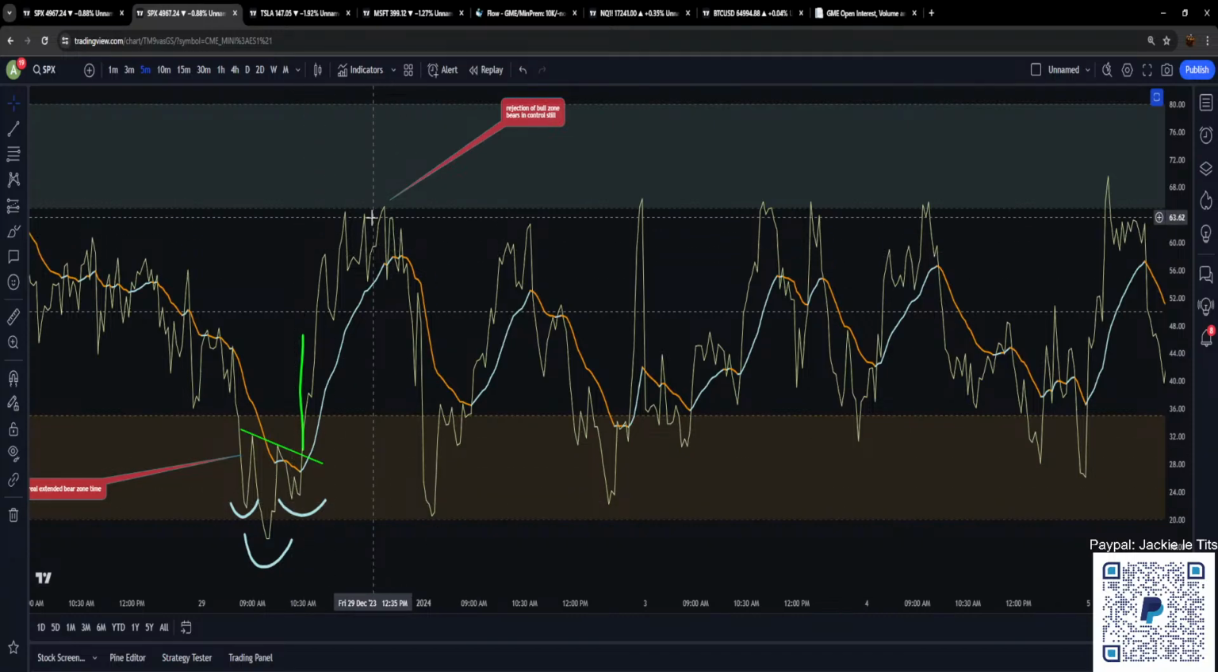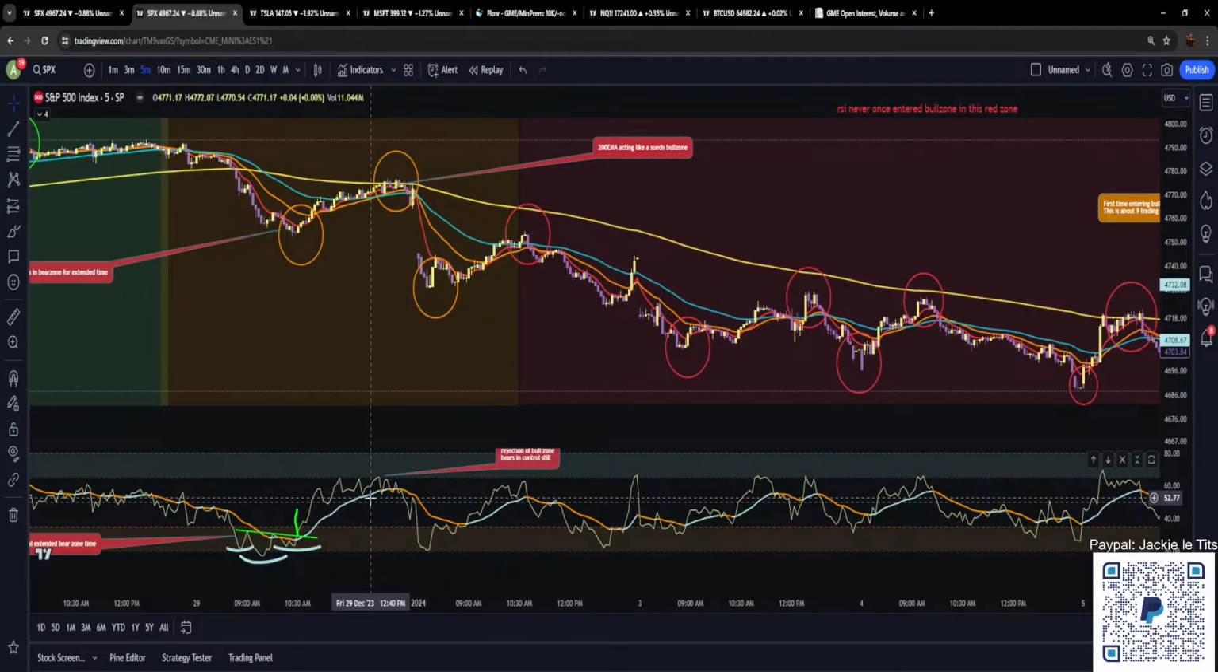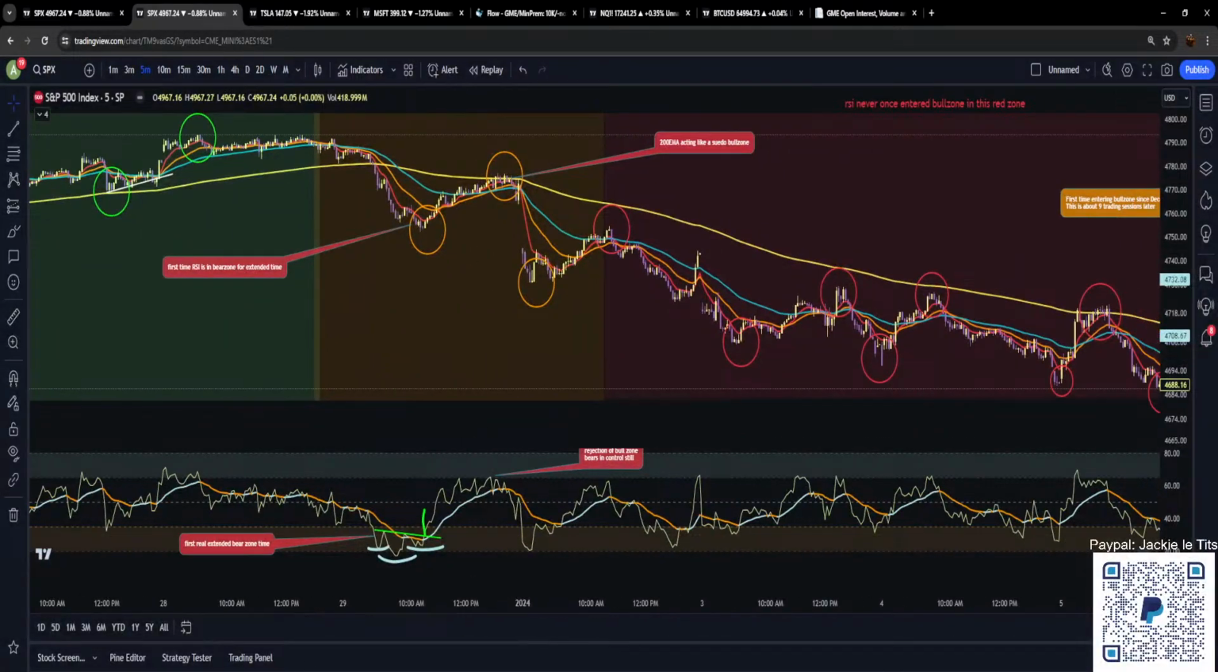But right up here, you rejected the bull zone. And when we rejected the bull zone, you guys, what does that suggest? When we reject the bull zone, what does this suggest when you have already entered the bear zone and now rejected the bull zone? What does that suggest to you guys? Does that suggest that bears are in control, or does that suggest that bulls are in control?